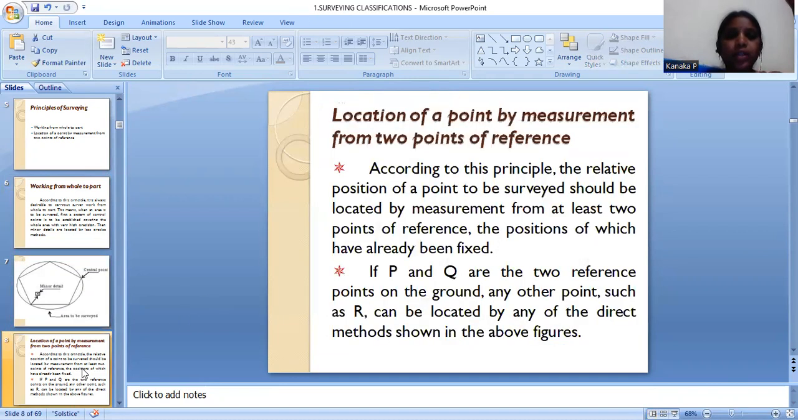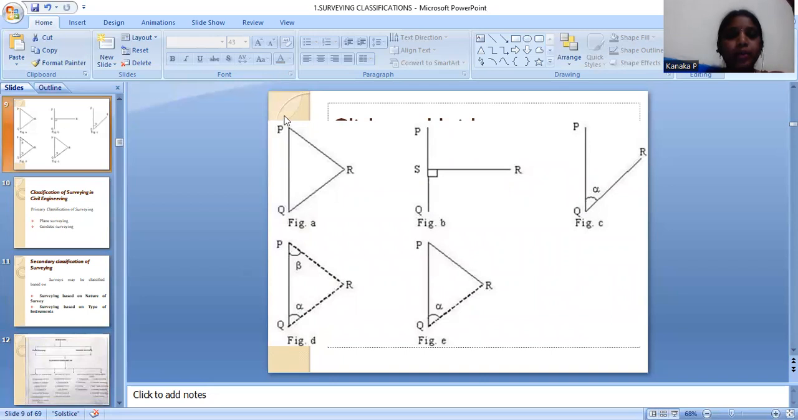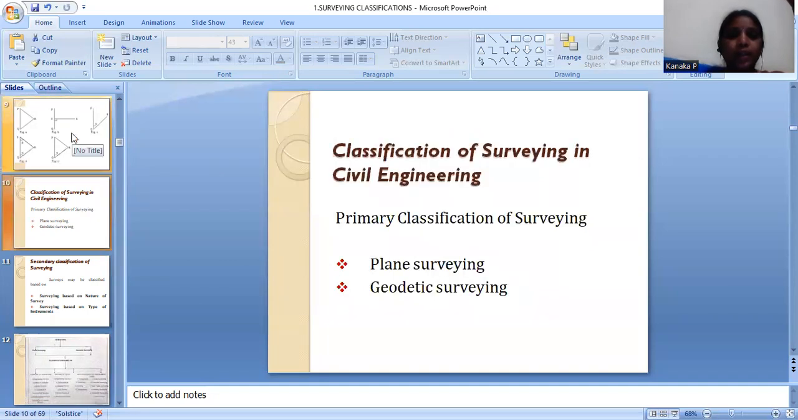Next, location of a point by measurements from two points of reference. P and Q are the two reference points on the ground. Any other points, such as R, can be located by any of the direct methods shown in the figures. P and Q are two points, and we locate the new point R. A set square and angular measurements are used for the location of new reference points.